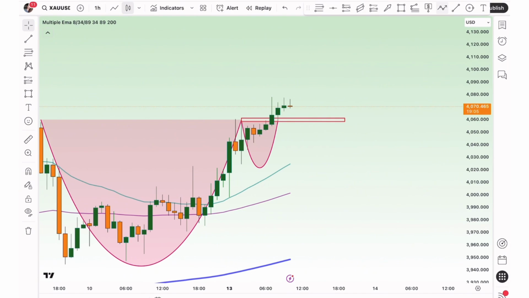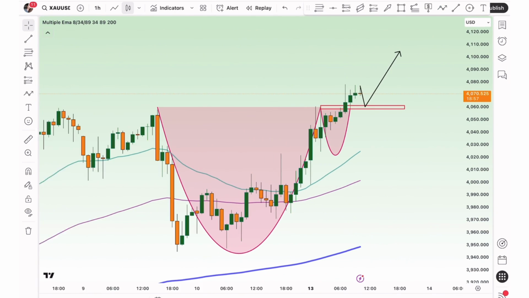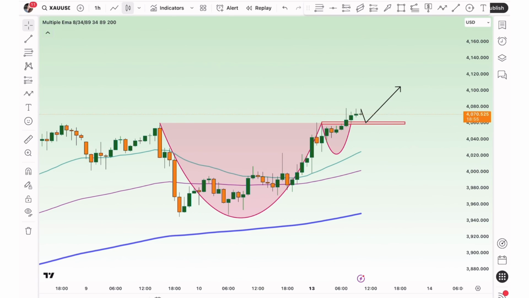As the cup and handle is a bullish continuation pattern, it can be challenging to trade in a downtrend market. Traders need to be cautious and wait for a reversal before considering this pattern.